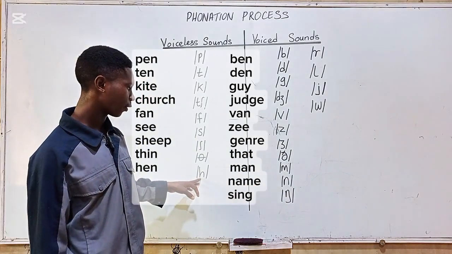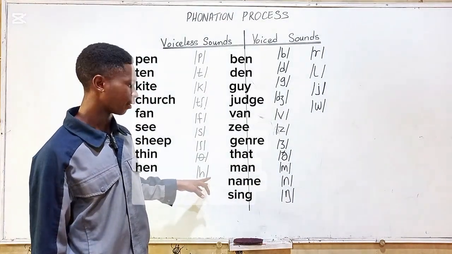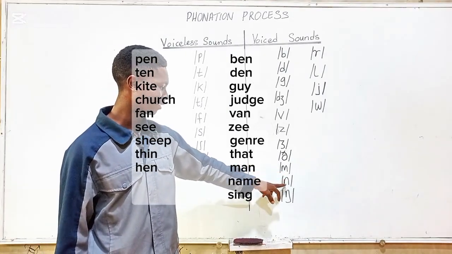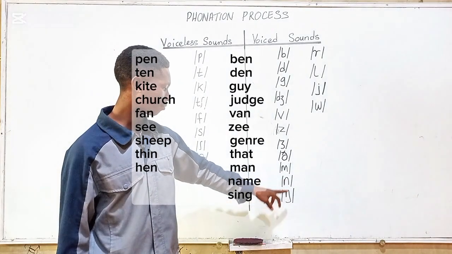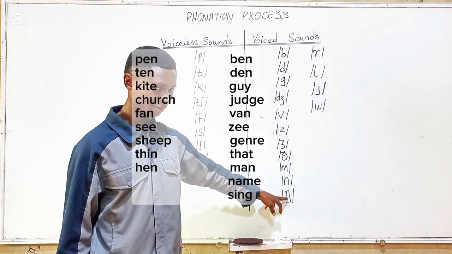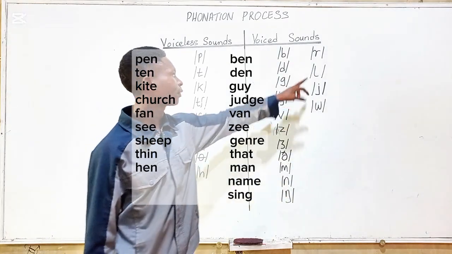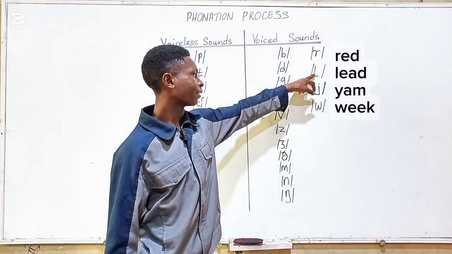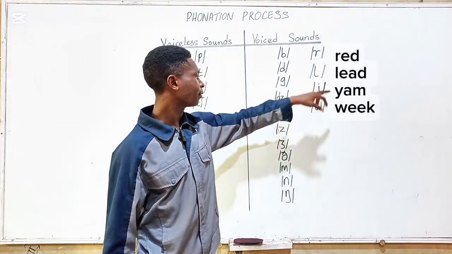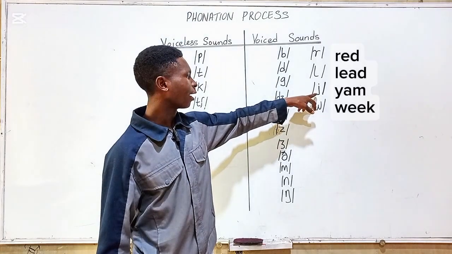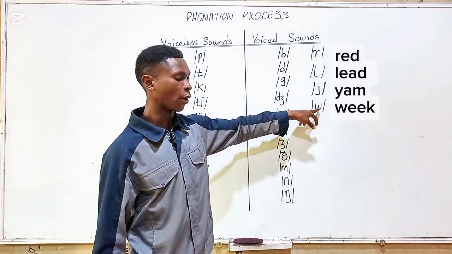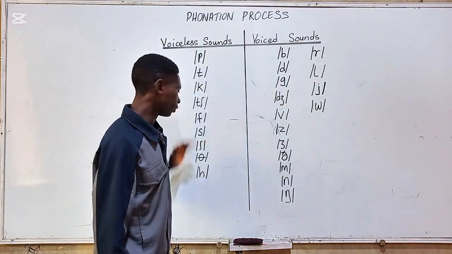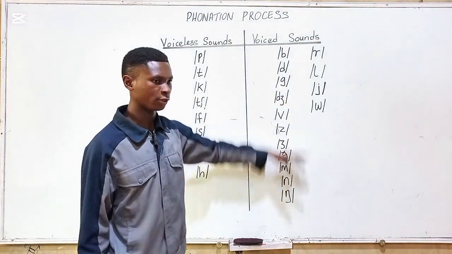This is h, as in hen. This is m, as in man. This is n, as in name. This is ng, as in sing. This is r, as in rain. This is l, as in lead. This is y, as in yam. This is w, as in weak. So these are voiceless and these are voiced.